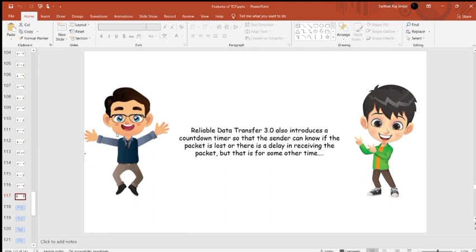For RDT 3.0, there is a clock introduced in between so that the sender can know if the packet is lost or there is a delay in receiving the packet. But that is for some other time.